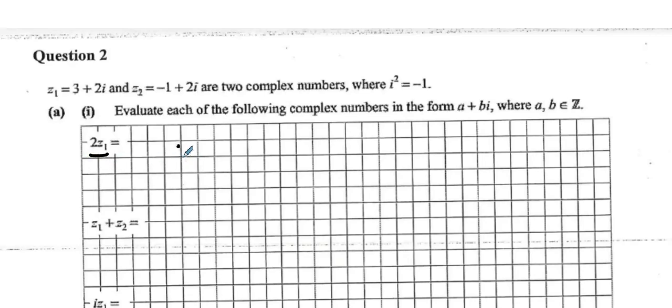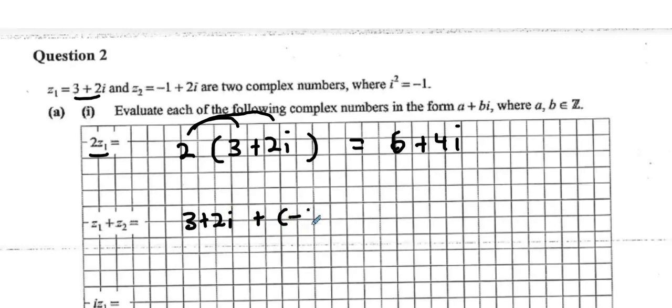2 times Z1. Unfortunately, a lot of you took down Z1 wrong. 2 times 3, 6. 2 times 2i, 4i. Okay. Next one, Z1 plus Z2. Now, once again, it helps if you have a 4-sided pen or something like that.